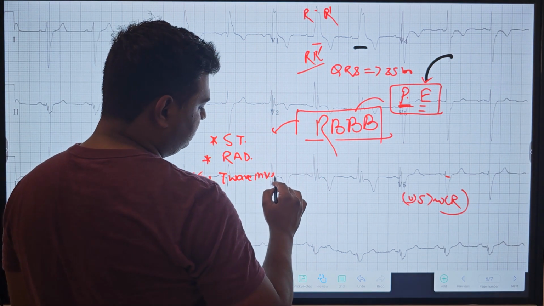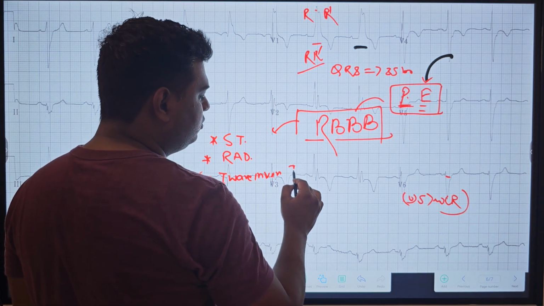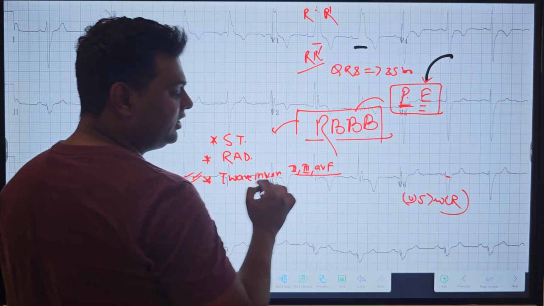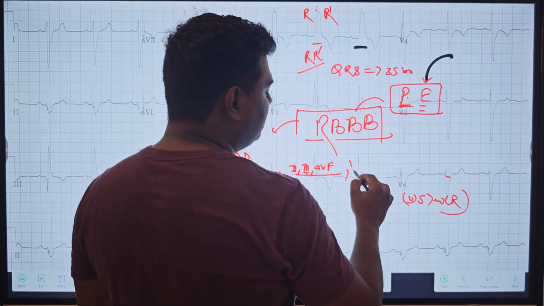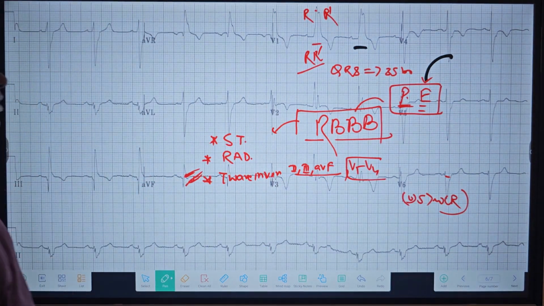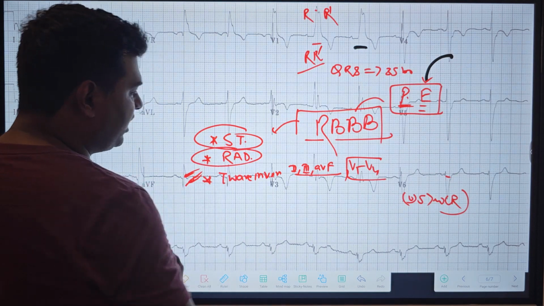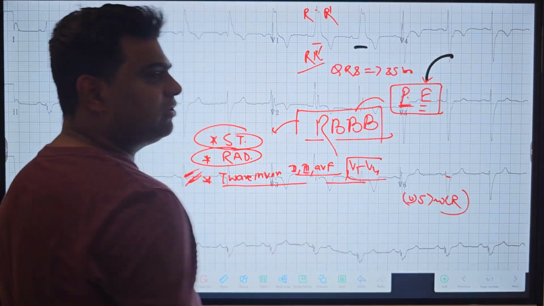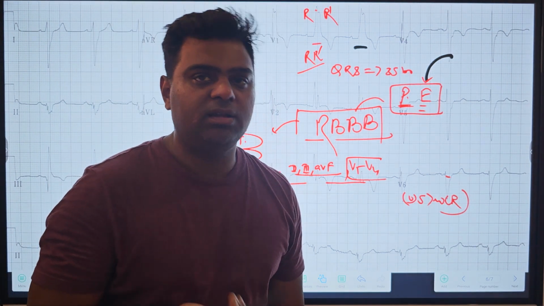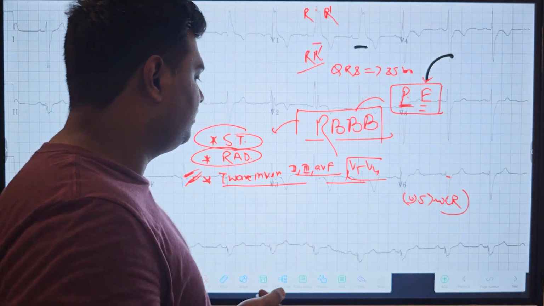T wave inversion in the inferior and anterior leads, that is, inferior leads 2, 3 and AVF, and anterior leads V1 to V4. This is a very important point, okay. So the patient is getting sinus tachycardia, right axis deviation and T wave inversion in the inferior and anterior leads, that is, inferior leads 2, 3, AVF and anterior leads V1, V2, V3 and V4, okay.